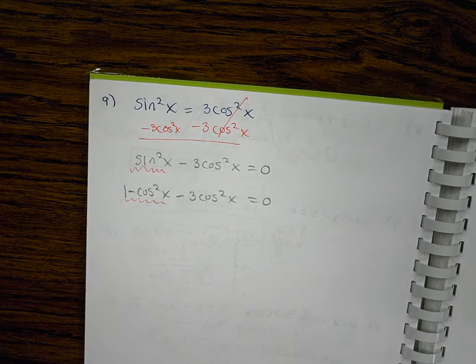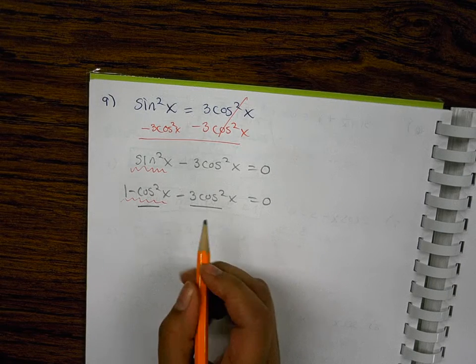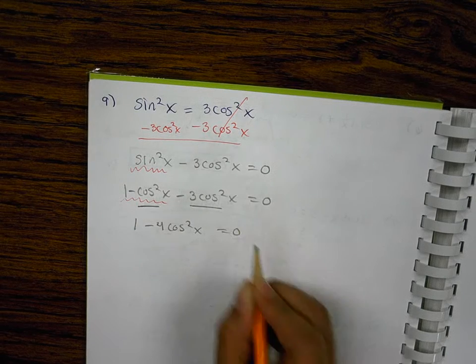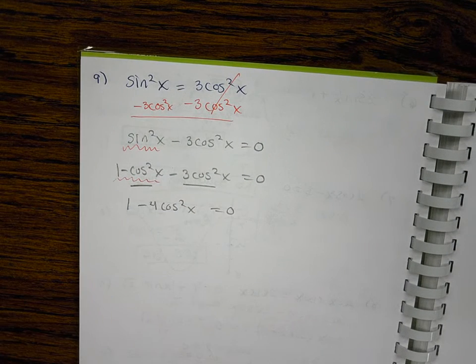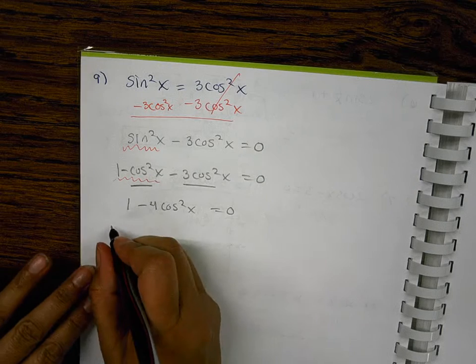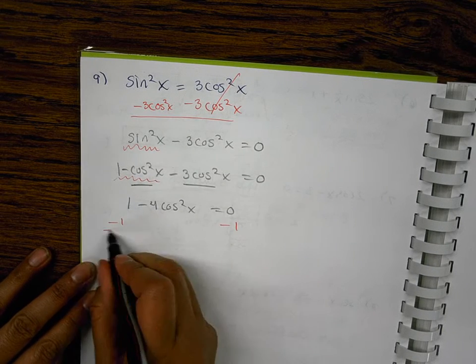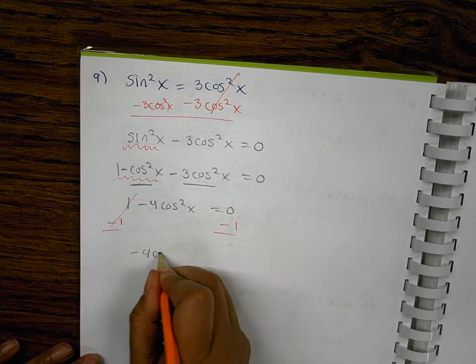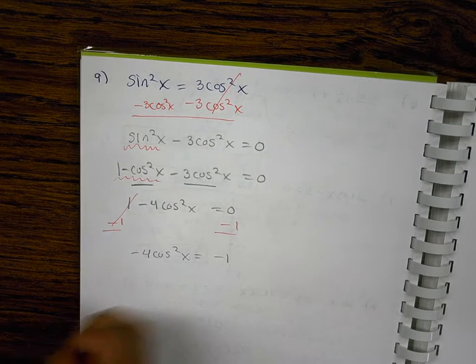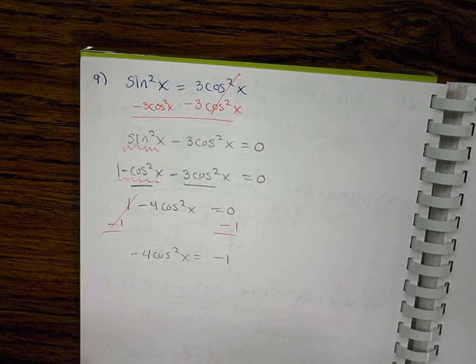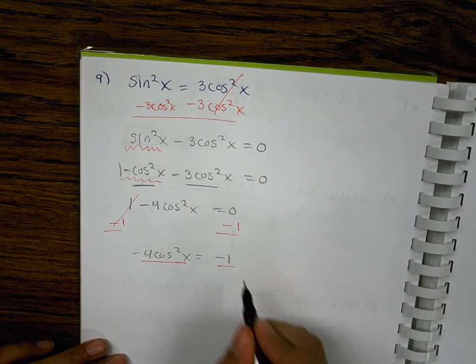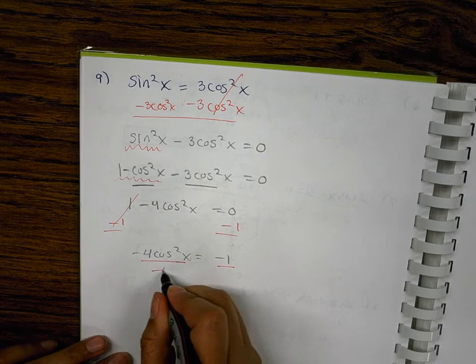Okay, I have like terms here and here. 1 minus 4 cosine squared x equals 0. I am going to subtract the 1, or you could add the 4 cosine squared x. It's up to you. Negative 4 cosine squared x equals negative 1. Do you see what you should divide by next? Divide by, good job, negative 4.